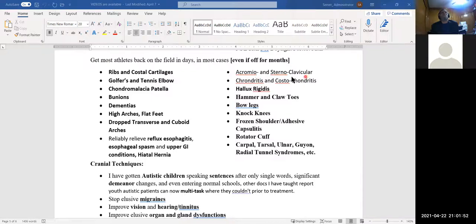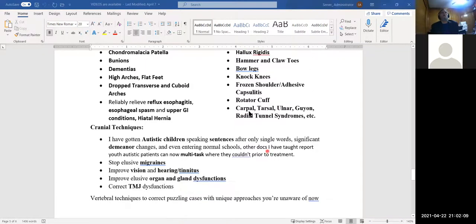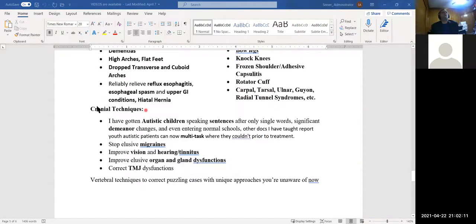Acromial and sternoclavicular joints, costochondritis, hallux rigidus, hammer and claw toes, bow legs, knock knees, frozen shoulder, adhesive capsulitis, rotator cuff, all the tarsals, all the tunnel syndromes, cranial techniques. We show you how to, in 3 minutes, set up and treat all the cranials.